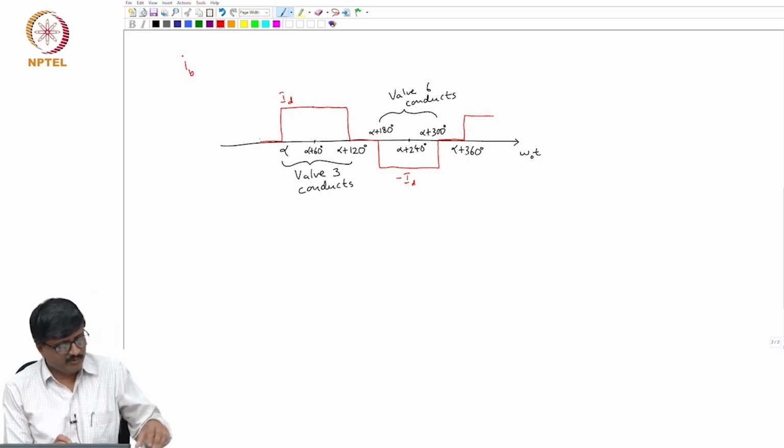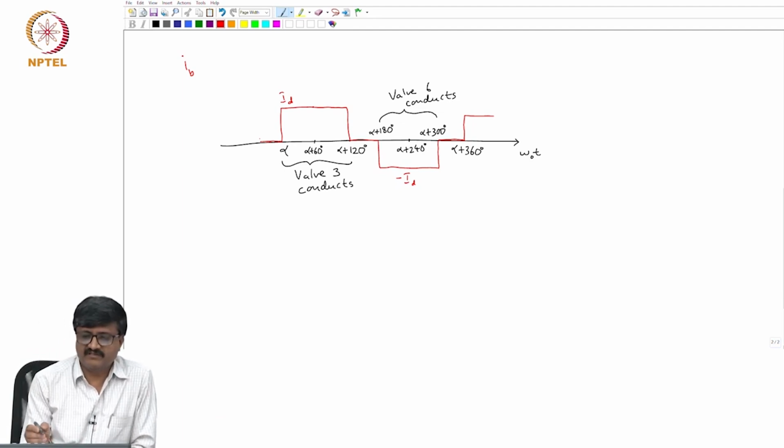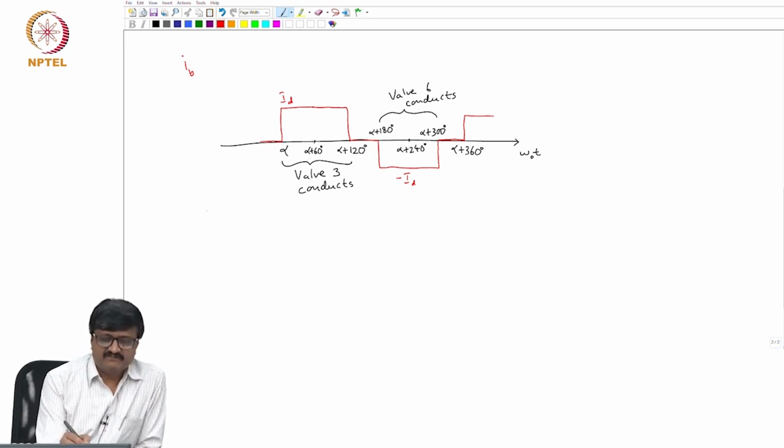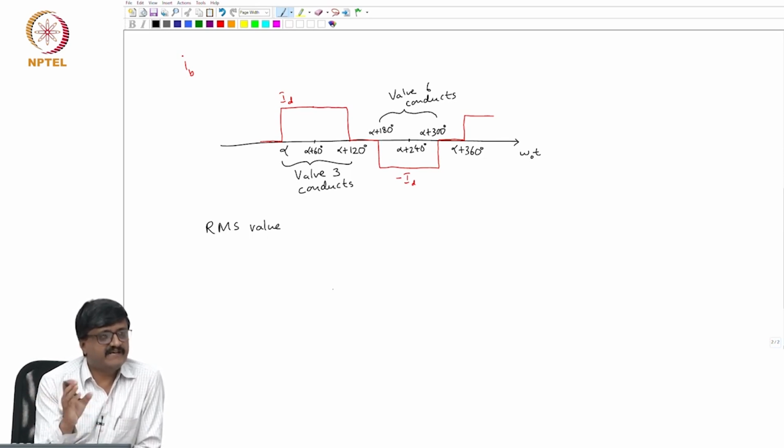Now, what I intend to do here is to get the expressions for the harmonic components. This waveform is not equal to the desired waveform, which is sinusoidal. So, we see that there are harmonics, but one can easily say what the RMS value is. What is the RMS value of the AC side current? Though I have drawn only one phase current IB, IA and IC are identical to IB except for a phase shift of 120 degrees. IA leads IB by 120 degrees, and IC lags IB by 120 degrees.